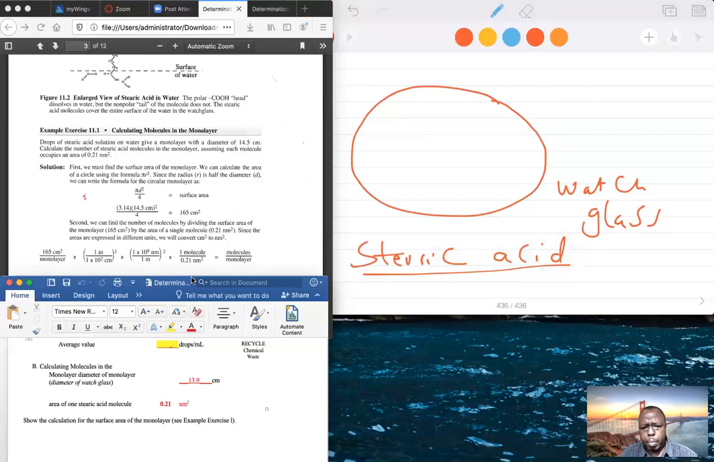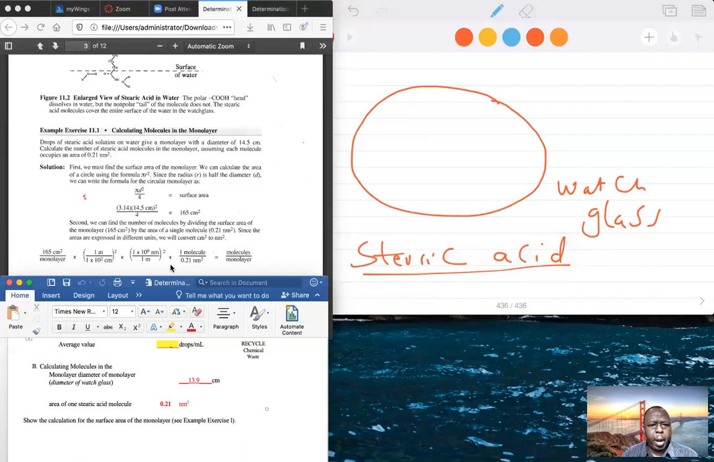Any question on finding the surface area? Any question before I proceed? So you have the diameter, 13.9. Plug it in this equation right here to give you the surface area. It will be other than the 165 you see on the data sheet. Now, the subsequent calculation here is to find the number of molecules per monolayer.